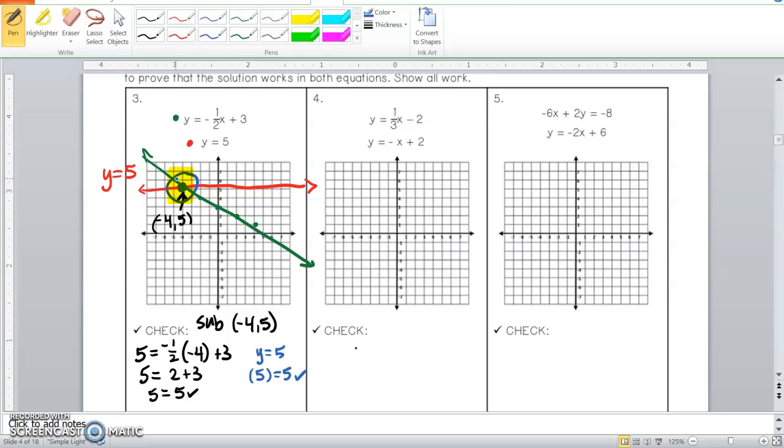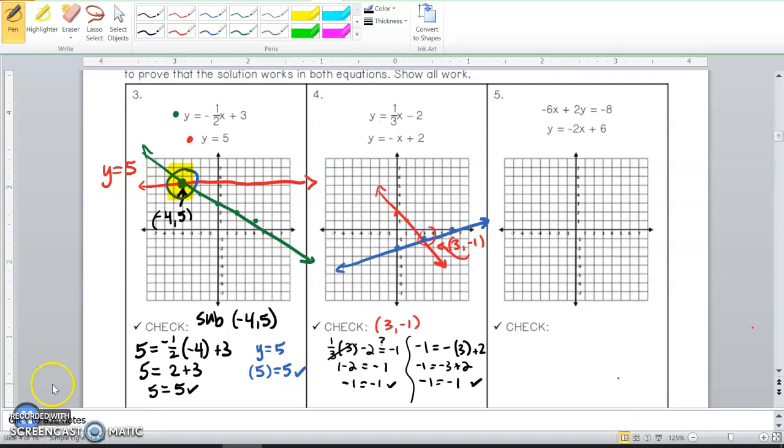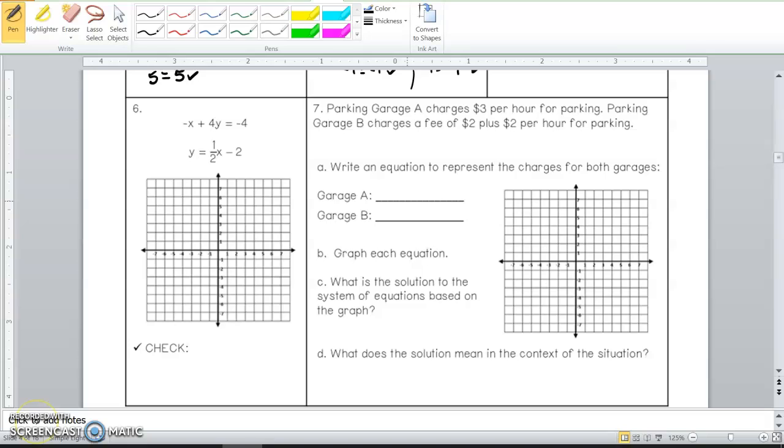Try and graph number 4 on your own, and then check your work. Nice work. As you can see, the solution is (3, -1), and by checking our work, we get true statements for both equations given that point. Let's take a look at number 7.